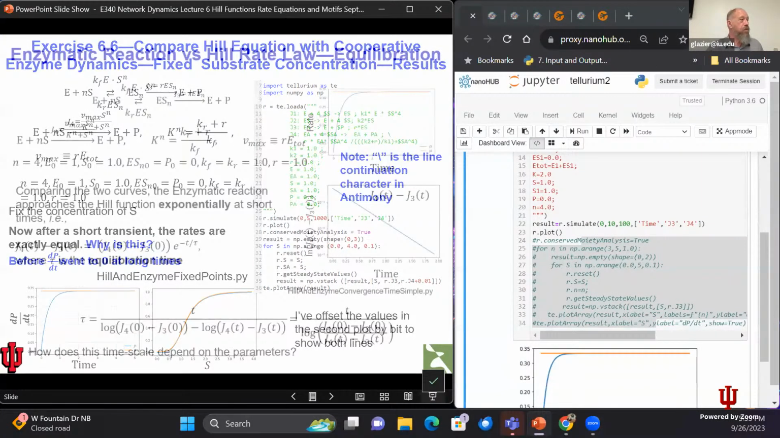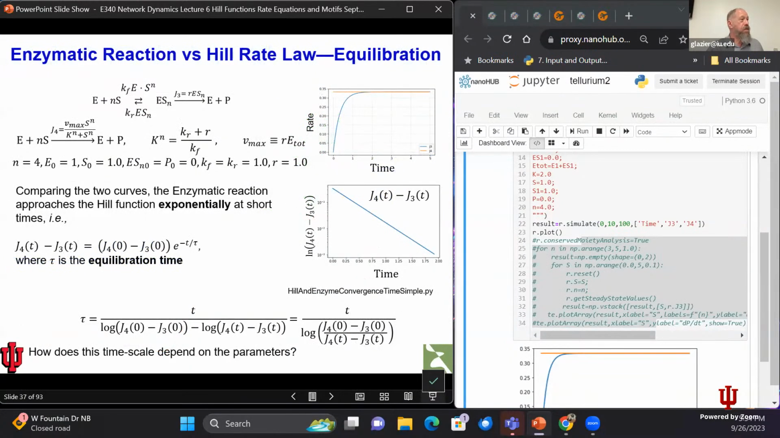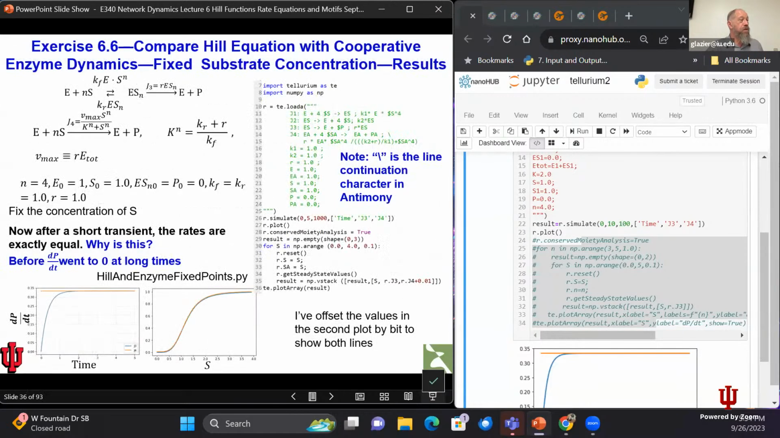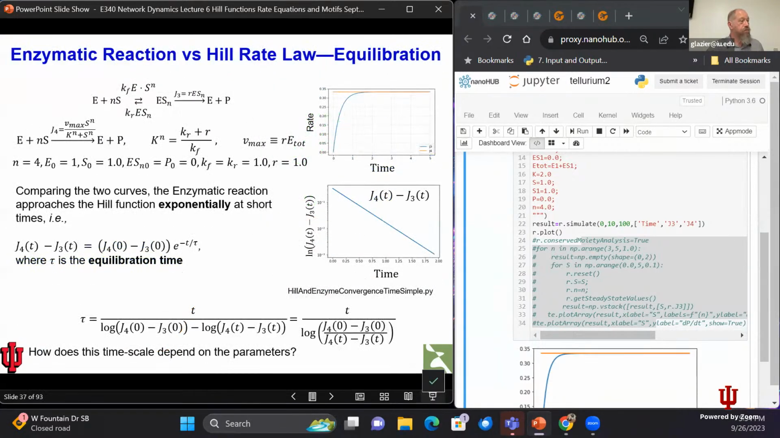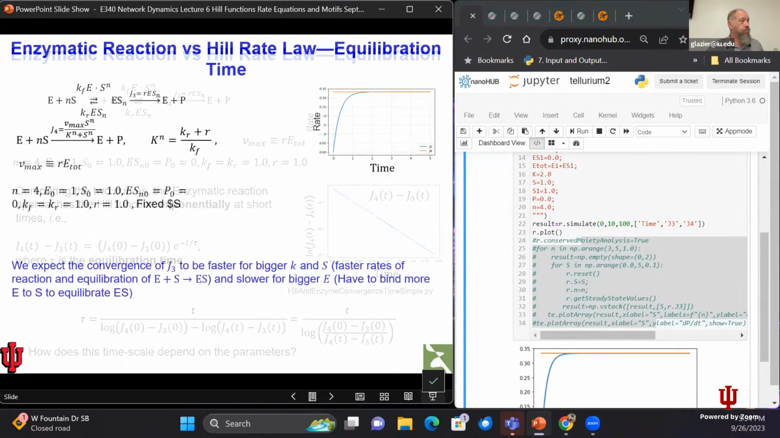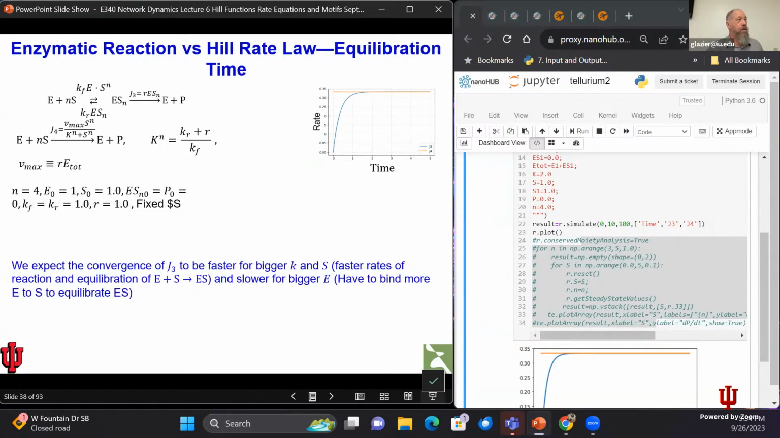And so that was actually what I wanted to come to next. I'm going to skip this. This is just showing that the equilibration between the two systems is exponential. And so the enzymatic reaction approaches the steady state Hill reaction exponentially fast. And the equilibration time actually depends specifically on the forward and the backward rates. But I don't think I want to do that today.